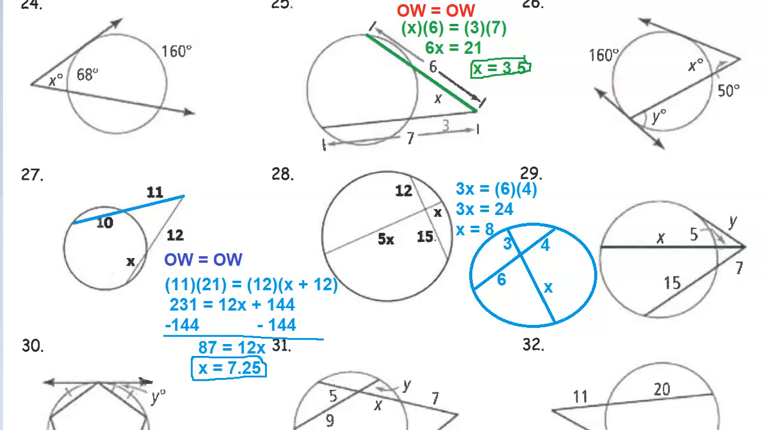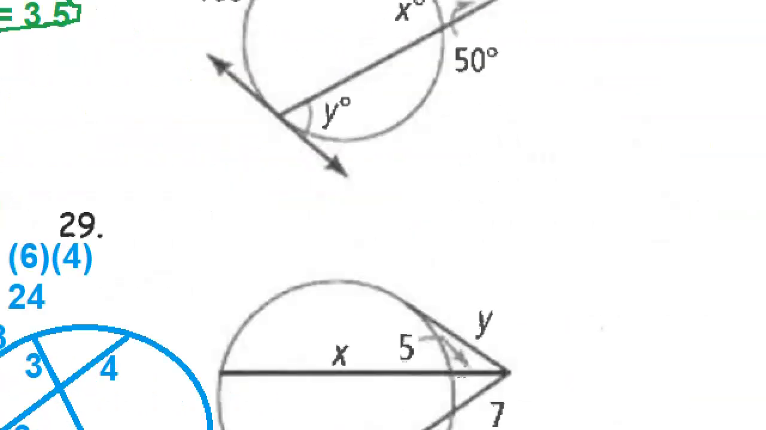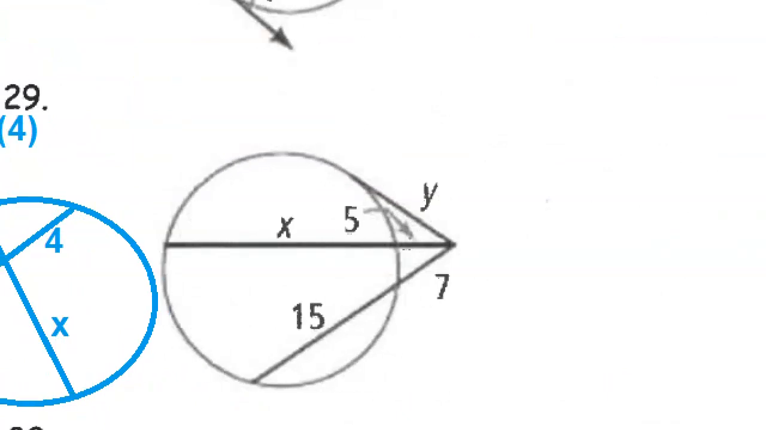All right, you've made it a long way. We only have 2 more to go here, and I'm going to have to zoom in for number 29, because there's a lot going on. We're going to need to solve for x. We're going to need to solve for y. We've got a lot to do here.